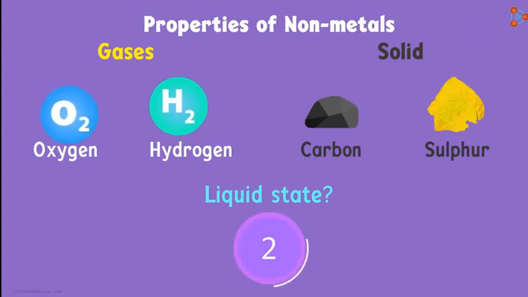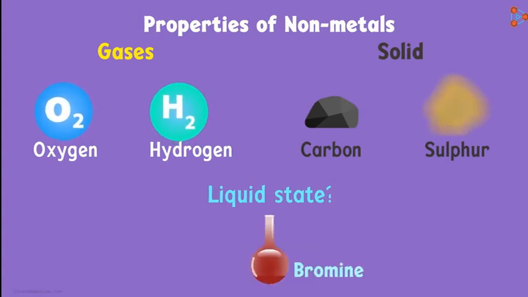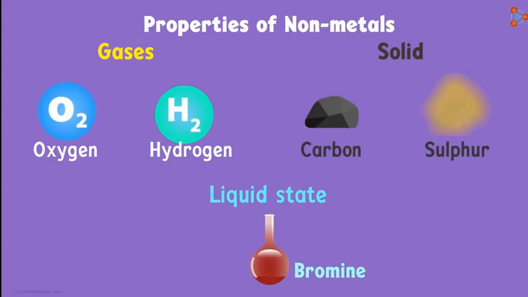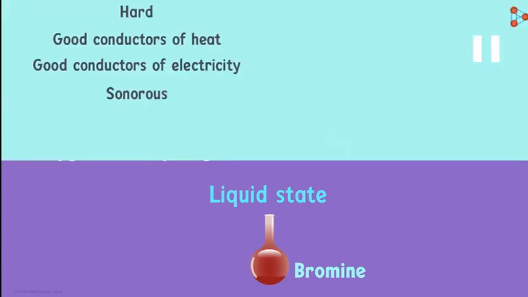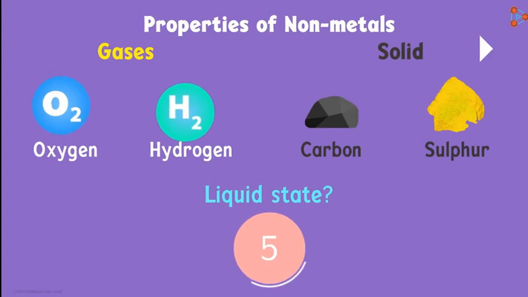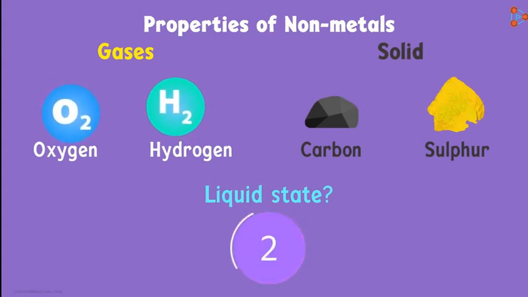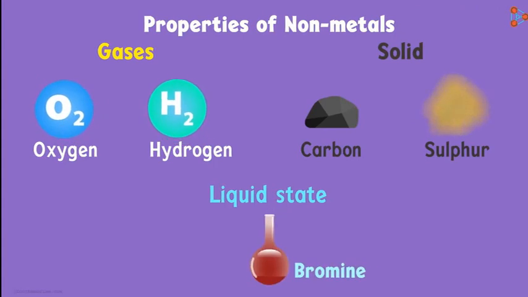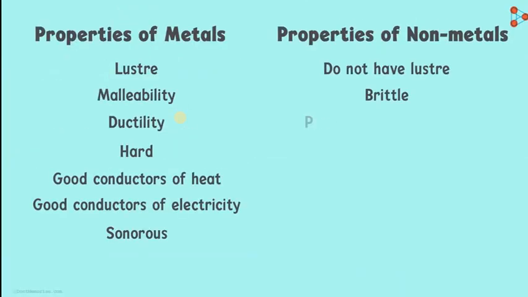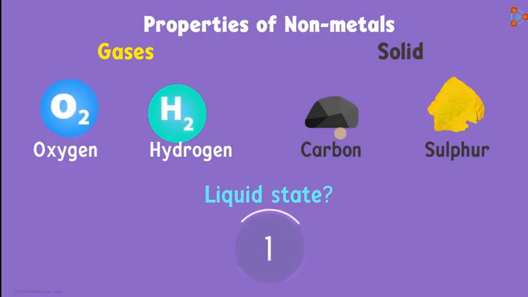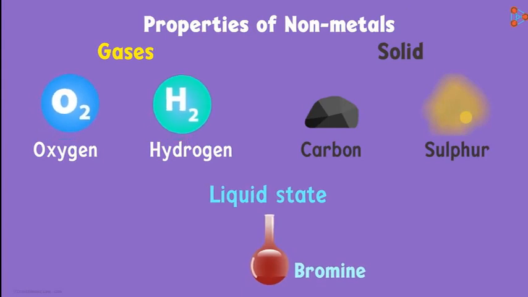Okay, so I hope you guys, let's see. Okay, it's bromine. Bromine is the only non-metal which exists as a liquid at room temperature and pressure. So you will find that oxygen is a gas, hydrogen is a gas, carbon is solid, sulfur is a solid, and can change into a powder, but it's still solid because powder is still solid. There's no difference. Bromine is the only one that exists as a liquid.